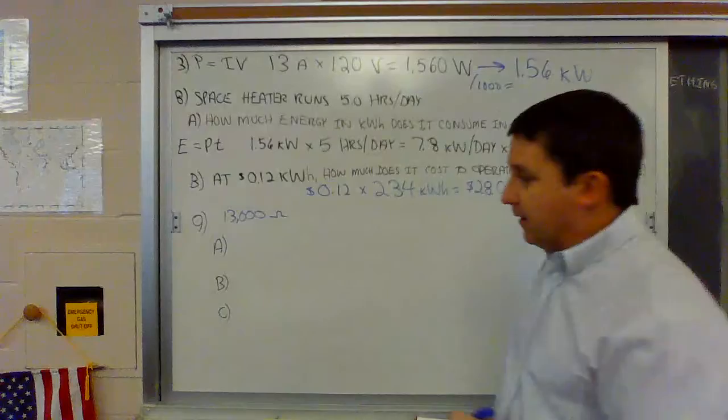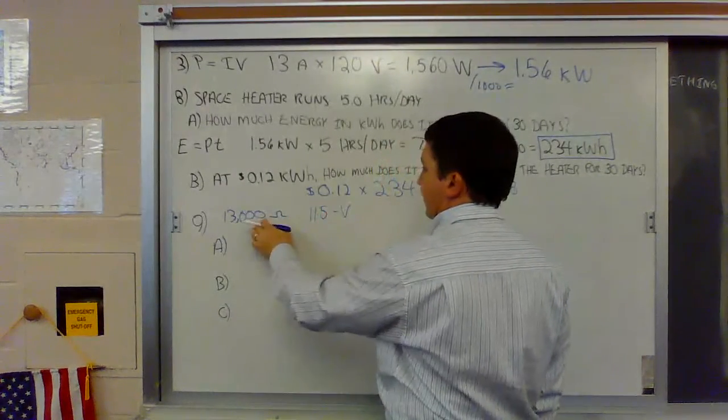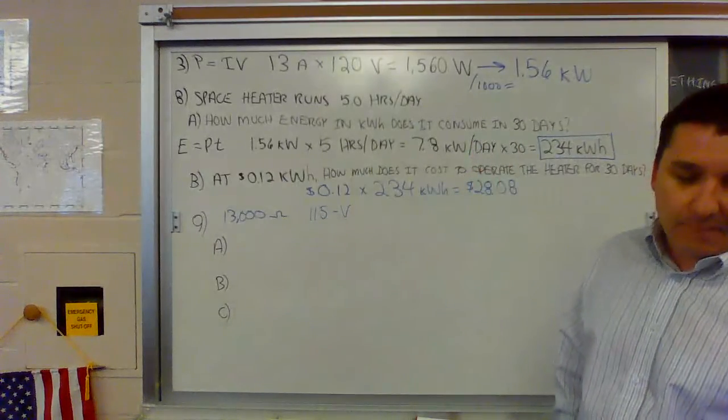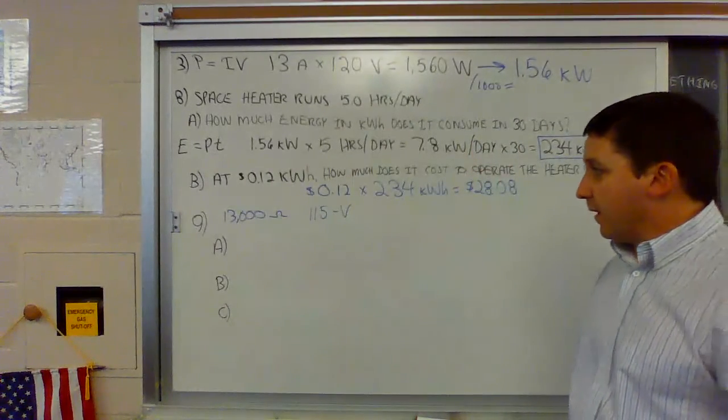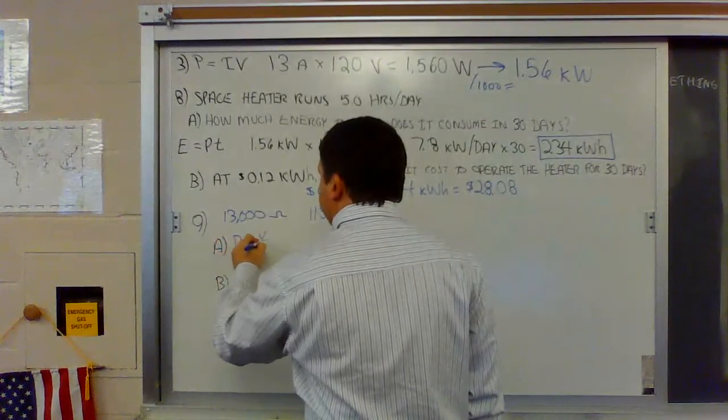All right, and it's plugged into a 115 volt outlet. So we know we got the resistance, we got the voltage. Part A, how much current does it draw? What we're going to do is use Ohm's law, R equals V over I.